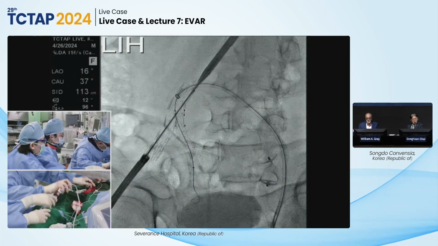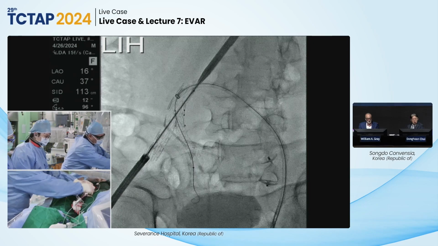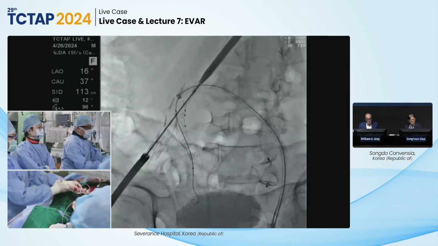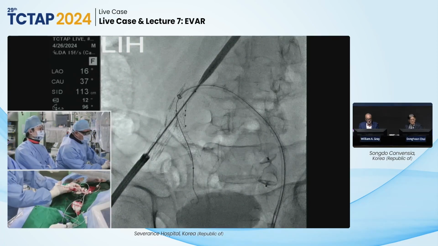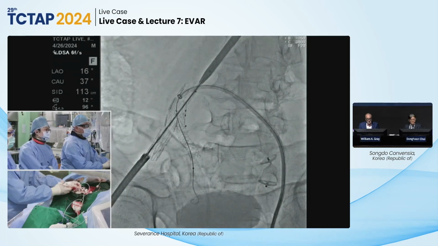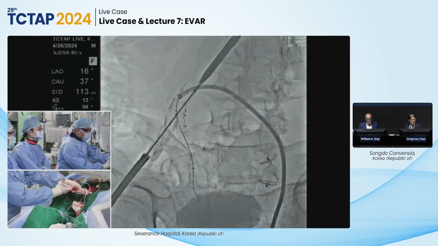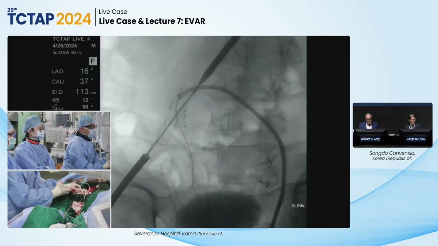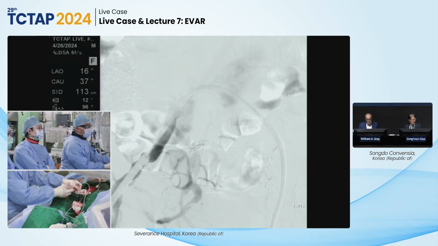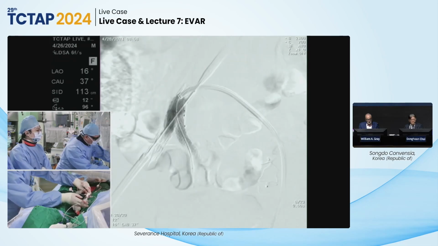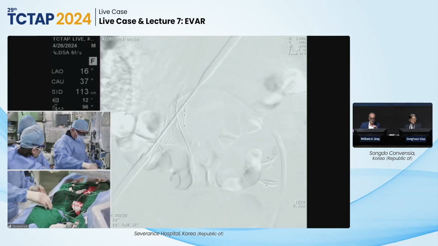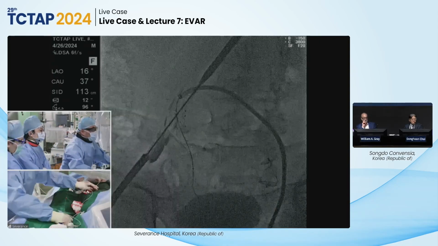So I think we can check the angio. Yeah. The sealing of the internal artery stent graft. Okay. Yeah, I think it looks good. What do you think? Yes, looks very good. Yeah, so we can remove the whole system.